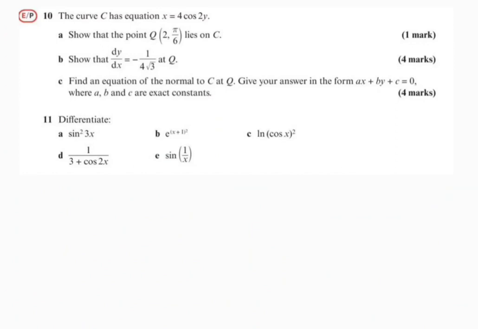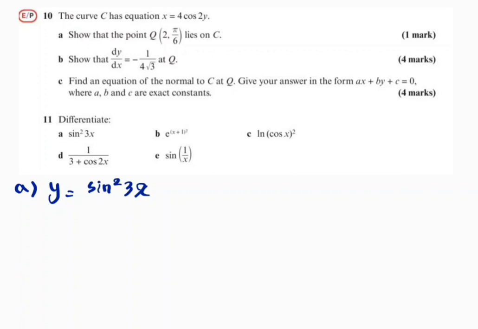Question 11, differentiate the following functions. The first one is, let's say, y is equal to sin squared 3x. And now we want to differentiate this. Almost all of these are chain rule differentiations.